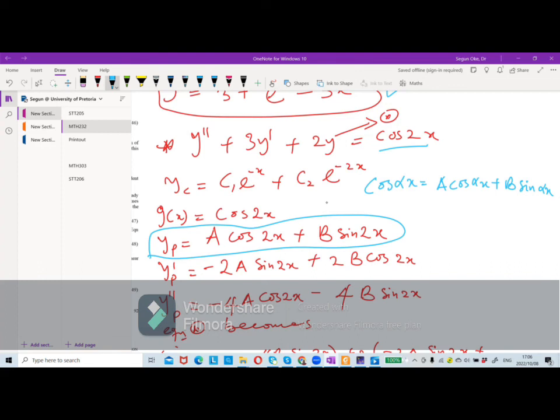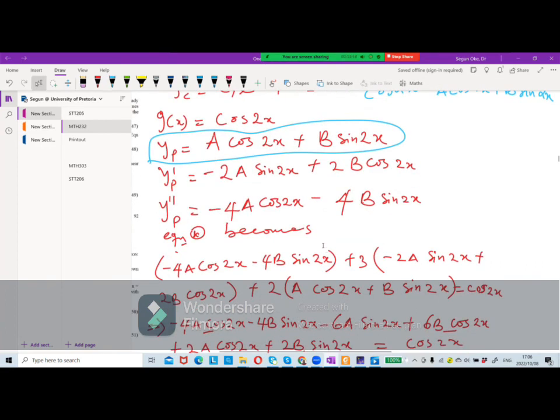So by the time you differentiate the yp, we have y prime p equals negative. When you differentiate cos, it turns to negative sine. So we have it to be this. When you differentiate sine, you have cos, 2 cos, because of what is there. Then when you differentiate the second time, you have cos 2x, which is negative 4.